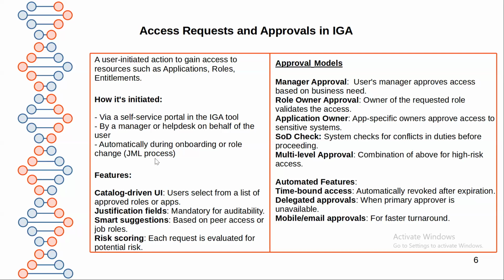The third way is that it can be automatically initiated during onboarding or a role change, in case someone is moving within the organization. What does that mean? Automatically during onboarding. When someone onboards, let's suppose that person is going to work on a SAP module, and birthright access does not provide the SAP access to the user. So what can be done using the policy? We can write a policy and initiate that particular access request at the time of onboarding itself.